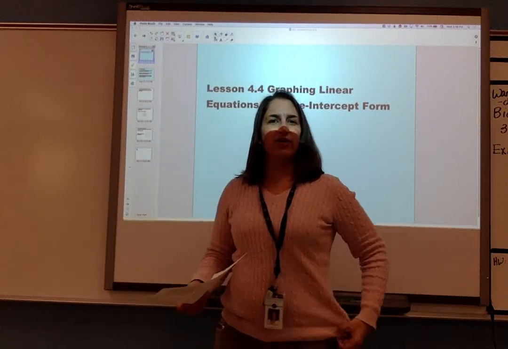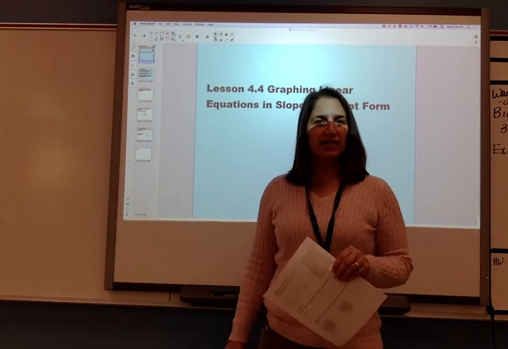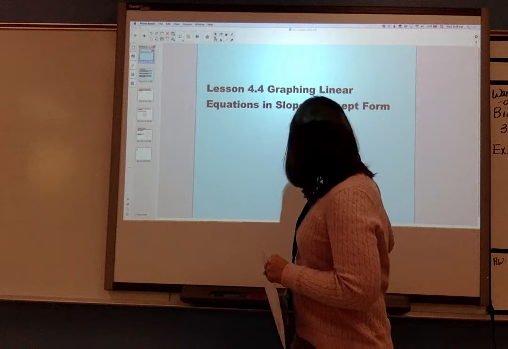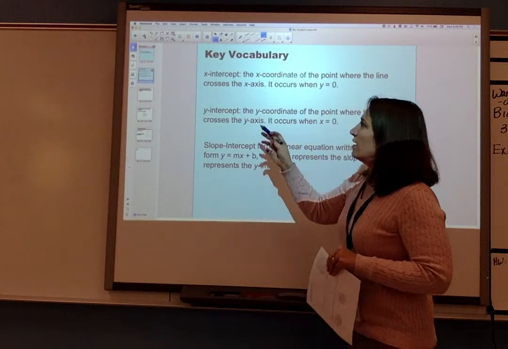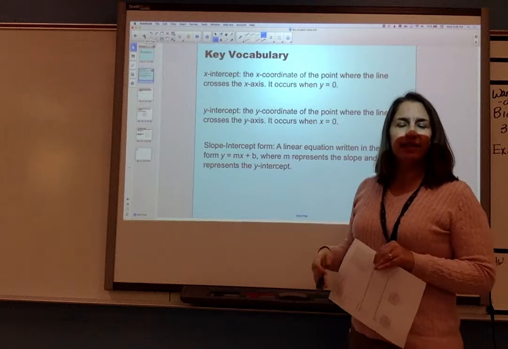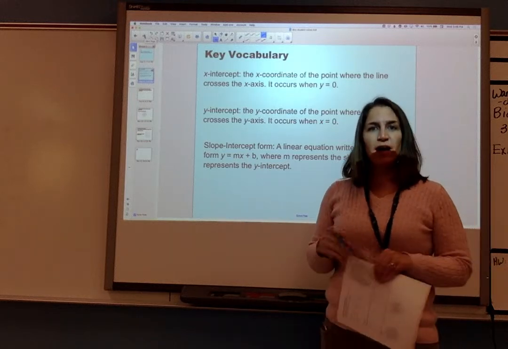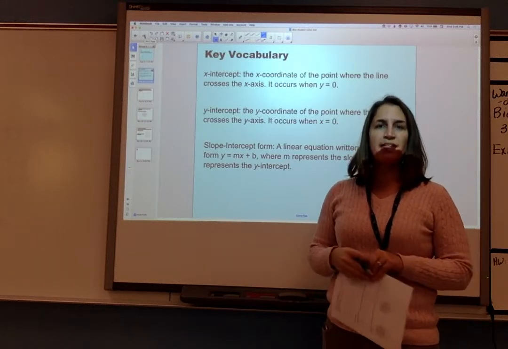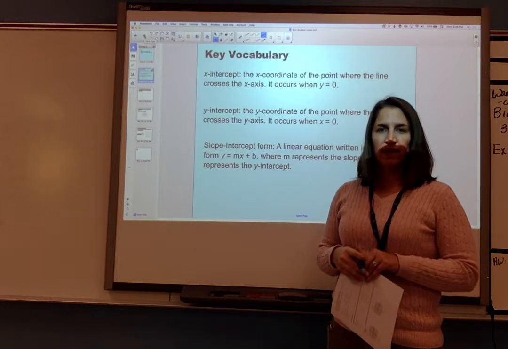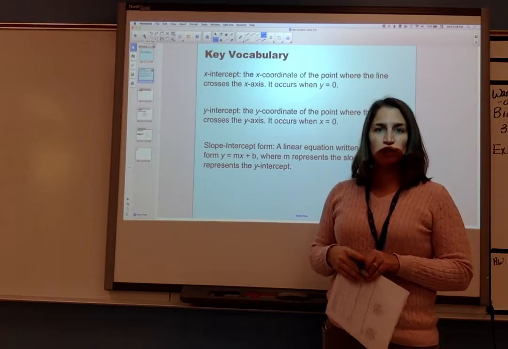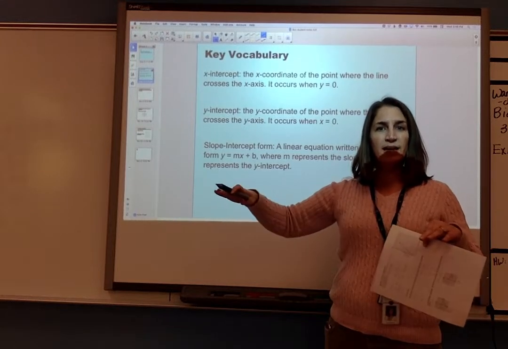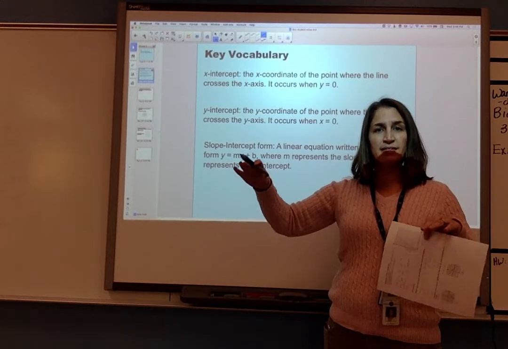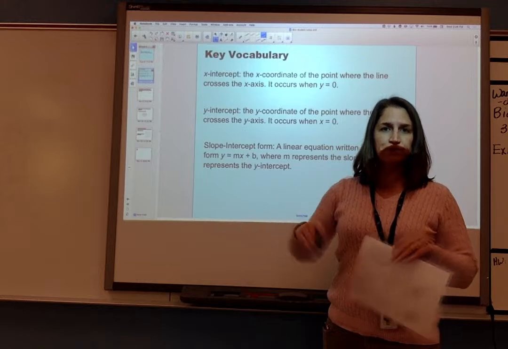Today's lesson is on graphing linear equations in slope-intercept form. So let's go ahead and start with some vocabulary. The x-intercept is the x-coordinate of the point where the line crosses the x-axis. This occurs when y equals 0. So if you think about an x-axis and when any line would cross the x-axis, it's whenever y is 0.